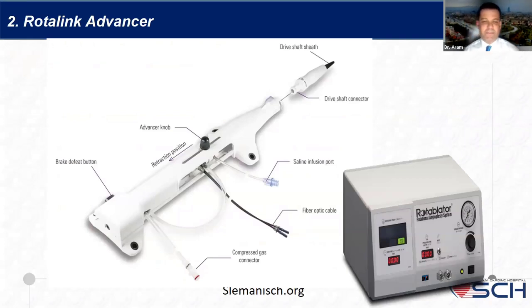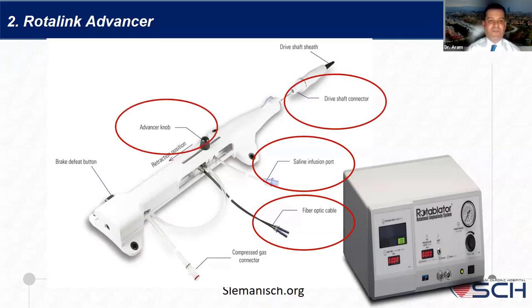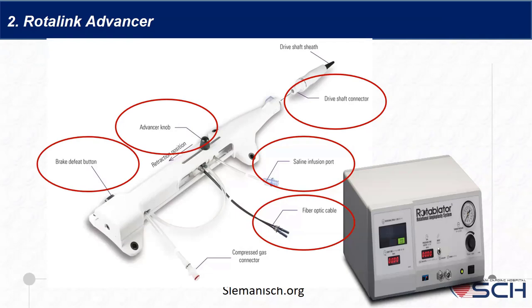The second main part of the system is the advancer. This advancer has a lot of ports. One port is the fiber optic cable, which will be attached to the console. The second is the infusion saline, attached to pressurized saline just for flushing, because this saline acts as a cooling system. The rotablator needs cooling because it rotates at around 180,000 rotations per minute. Imagine the amount of heat that will be produced by the device, so it should be attached to the saline. The other parts are the drive shaft connector, the advancer knob, and the brake deflate button.